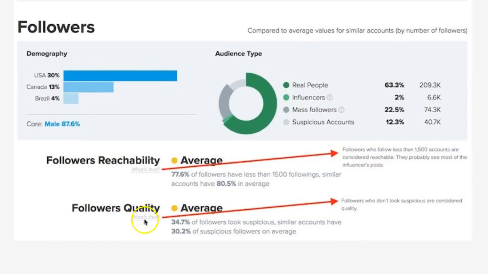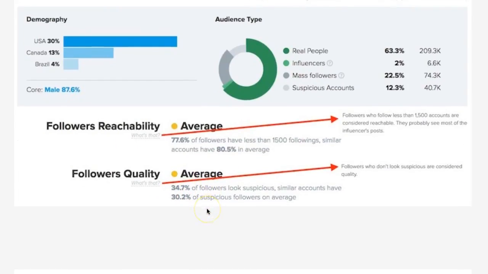And then followers quality, what's this? It's followers who don't look suspicious are considered quality. It says 34.7% of followers look suspicious. Similar accounts to mine have 30. So again, it's kind of average, because if the average number of people have accounts that look suspicious, according to this program's algorithm, if 30 is the number, I have 34. I'm in that range, and that's why they consider me average.